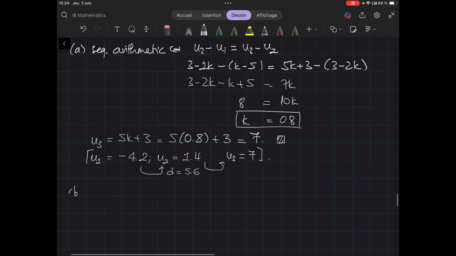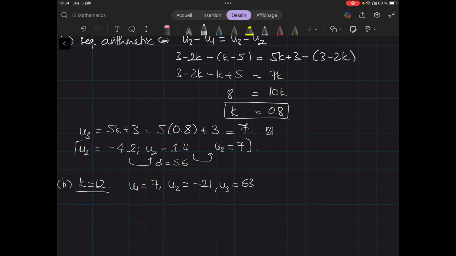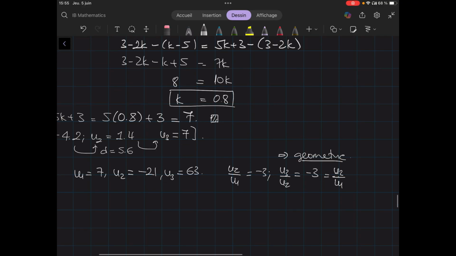Part B. Consider the case when k is equal to 12. If k is equal to 12, U1 is 7, U2 is negative 21, and U3 is 63. We're going to find U2 over U1, that is negative 3, U3 over U2, that is also negative 3. The two are equal. Therefore, it is indeed geometric. Done.